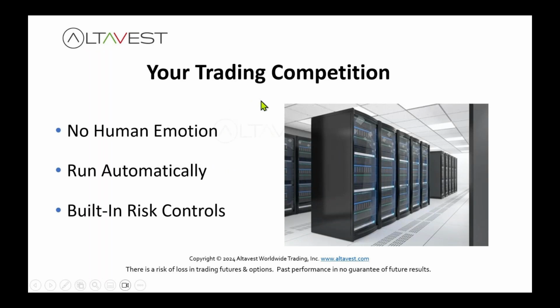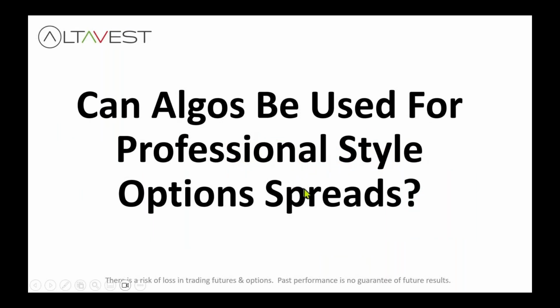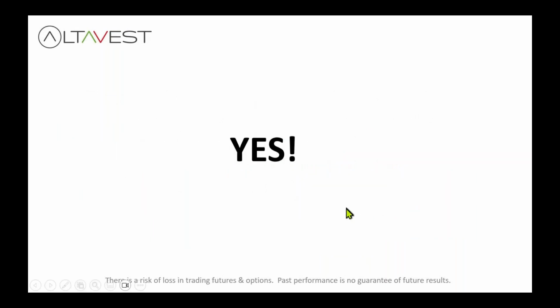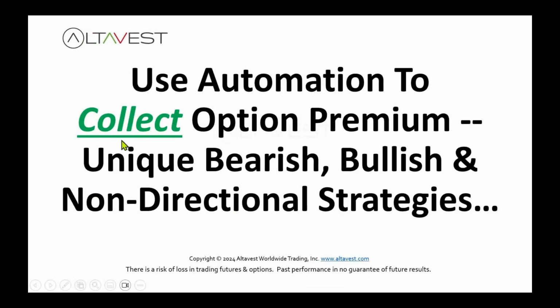Everything is now algo driven. In fact, JP Morgan estimates 90% of US equity trading volume is systematic trading, machine driven. So can we use algos to trade options and option spreads? Yes, we can. So we can use automation to hopefully collect option premium, and we'll look at some of these unique strategies, whether they're bearish or bullish or non-directional. We'll probably focus more on a non-directional approach today.